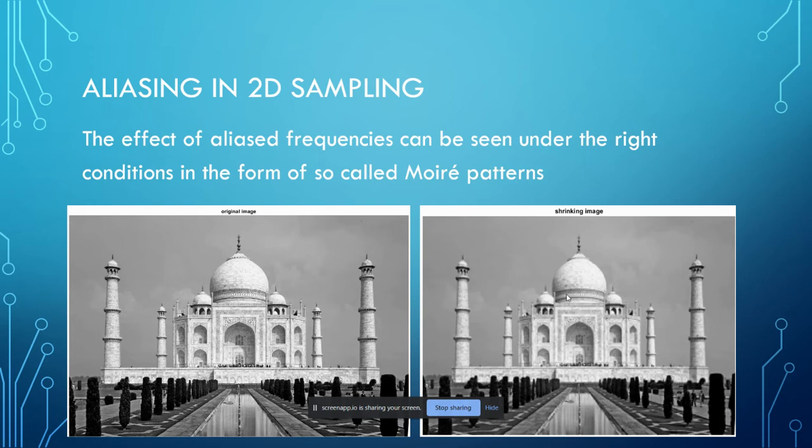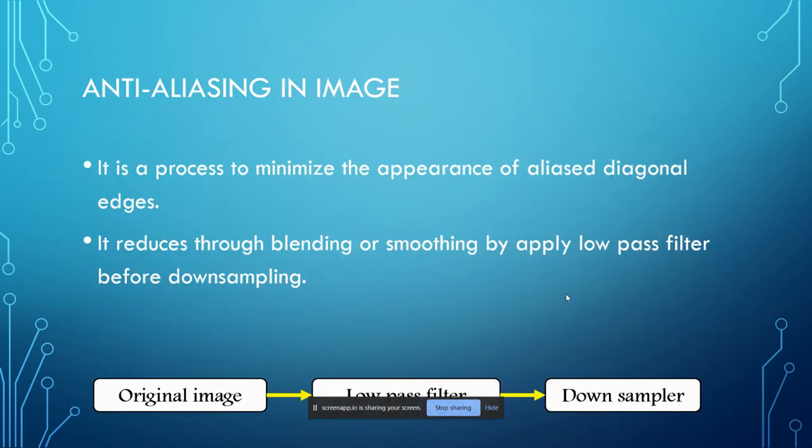Whenever we experience this aliasing effect, the image shows some patterns called Moire patterns. Moire patterns are vertical and horizontal lines we can see on the images. These patterns affect the signal quality, and a drastic decrease in the signal quality may occur due to the Moire patterns. Now we are going to see some remedies, that is, anti-aliasing in images.